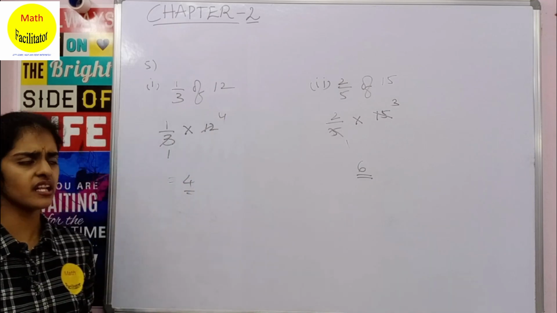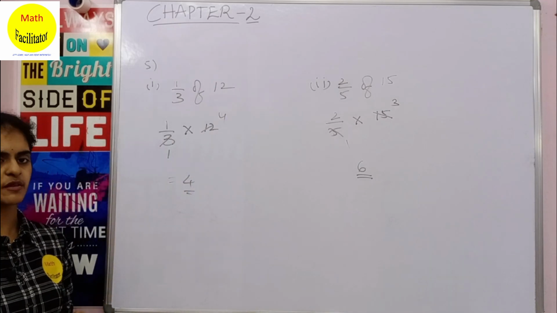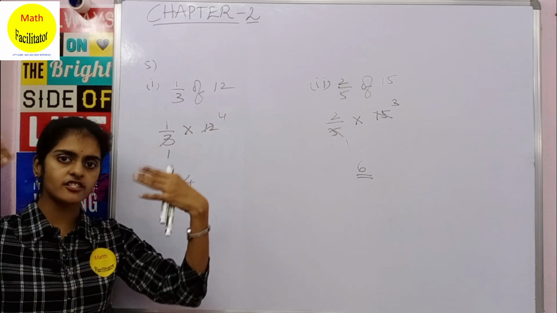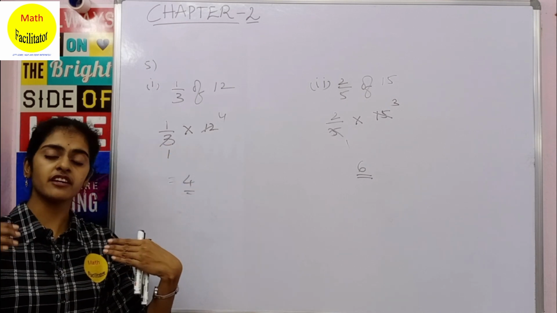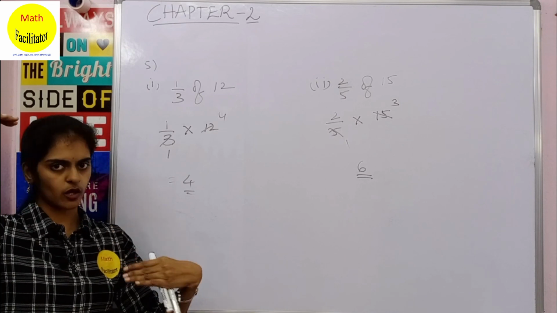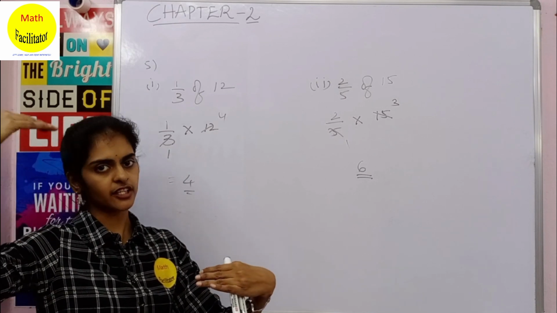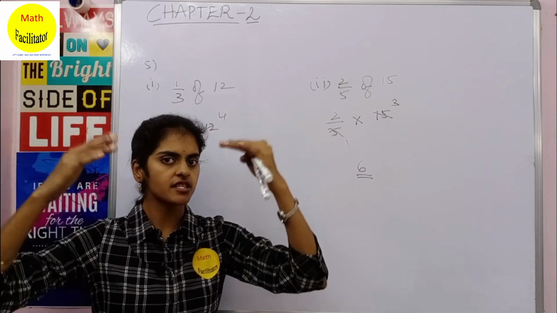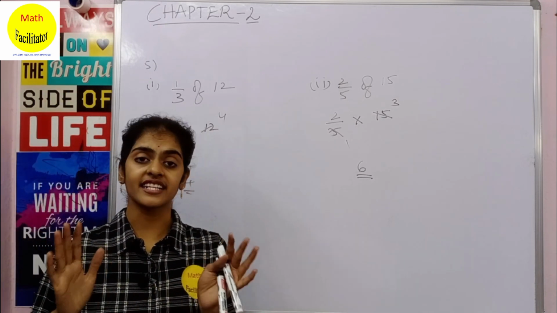Clear? Very simple. Multiplication is really simple, but the only thing you have to take care of is that you should not cut two numerators or two denominators. You have to check for one numerator and one denominator, or one denominator and one numerator. Always it should be a numerator and a denominator. Two numerators or two denominators you cannot cancel. That is what you have to remember.